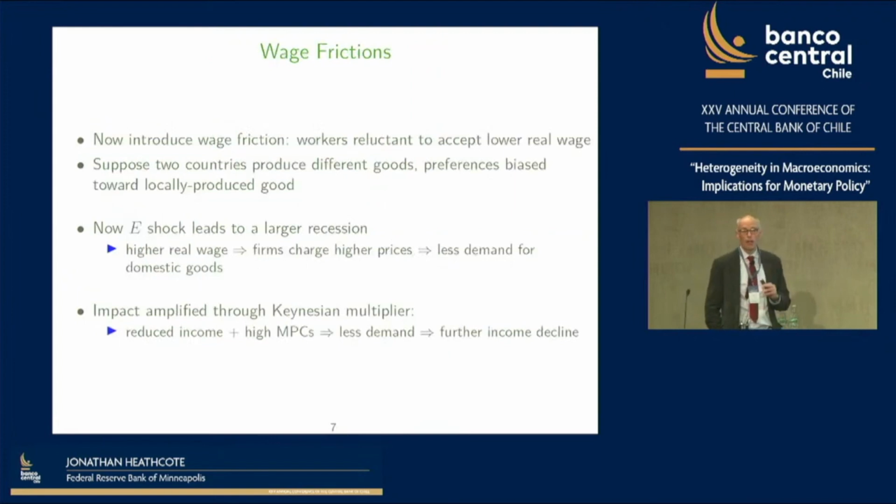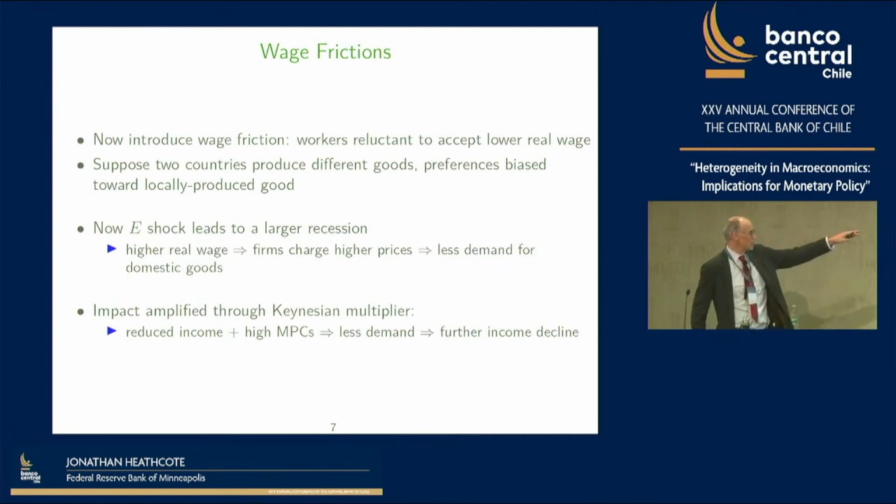Okay, so now the bit that I get less comfortable with: I'm going to introduce a wage friction. Less comfortable only because I don't know this literature. So now suppose that workers are reluctant to let their real wage fall. I think that makes sense. I think a lot of workers in the US and in Europe are complaining that prices are rising faster than wages, and people don't feel like that's fair.